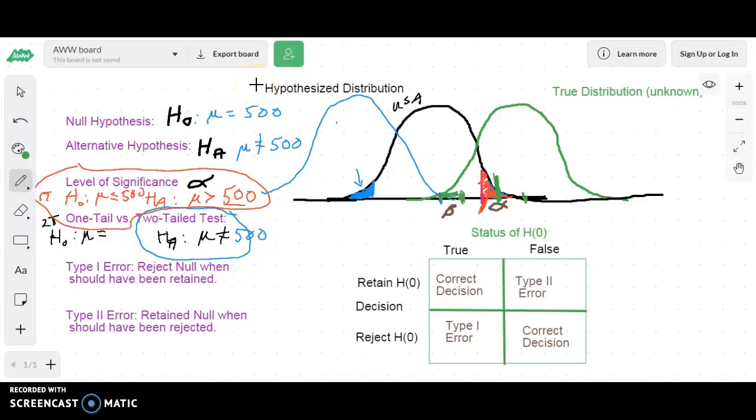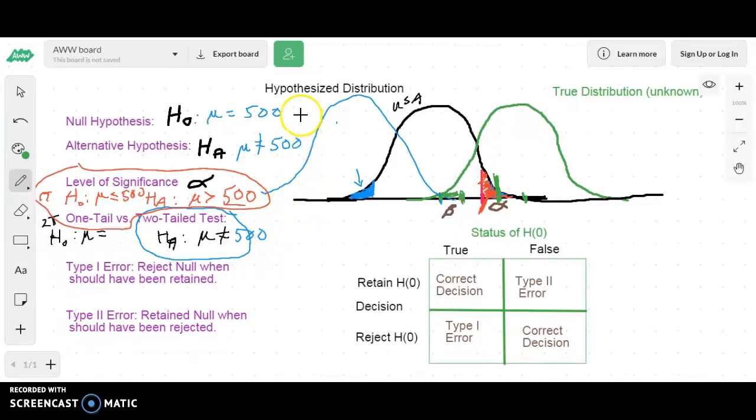This video is part 2 of 2 videos aligned with Chapter 11 from our text, taking a look at more information on hypothesis testing. And we're going to pick up where we left off from video number 1.